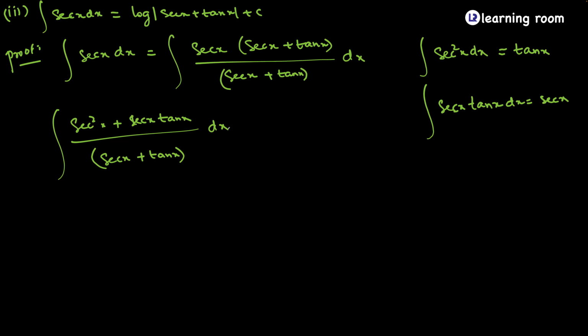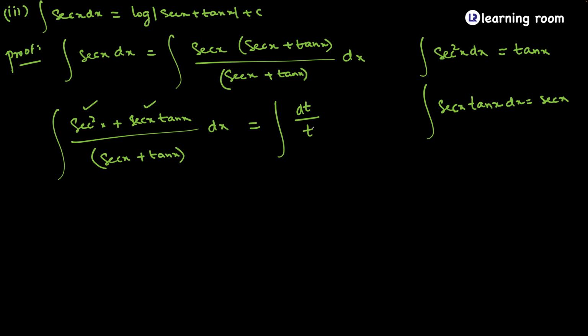So for me to get that, I did the secant x plus tan x, so that if I directly substitute the denominator as t, see what you're going to get. Derivative of secant x is secant x tan x, I have it here. Similarly, derivative of tan x is secant square x, I have it here. So this will directly become dt. Understood? So integral of dt divided by t.